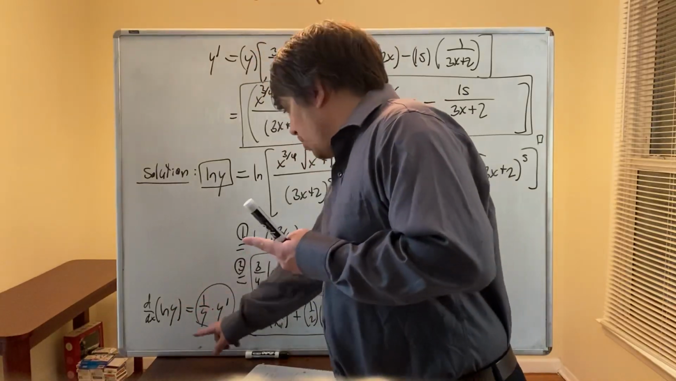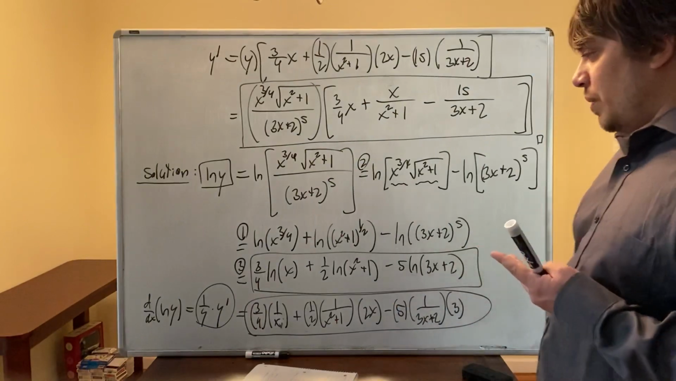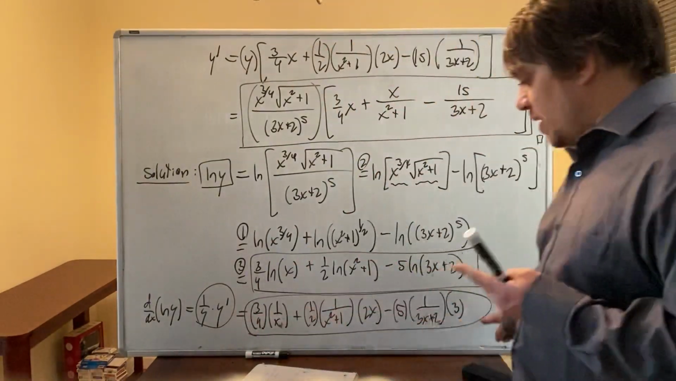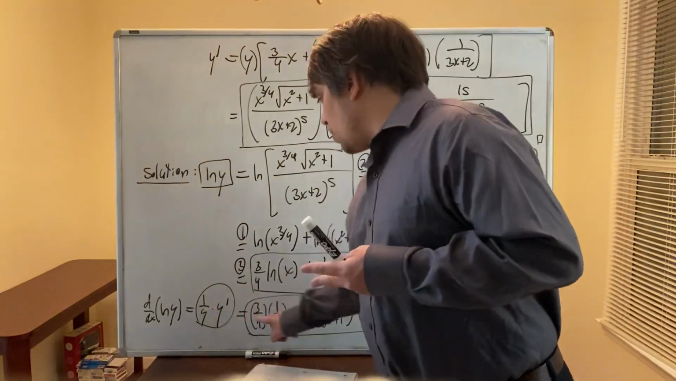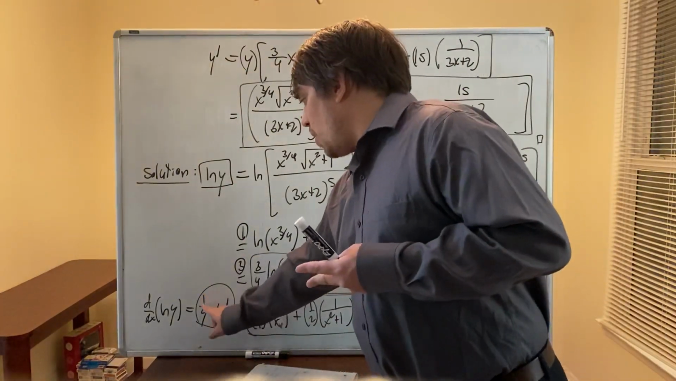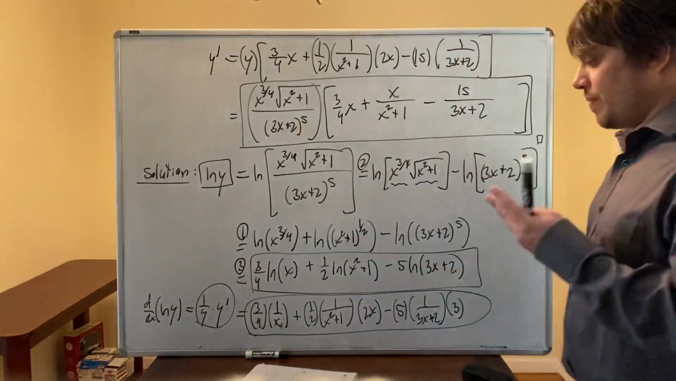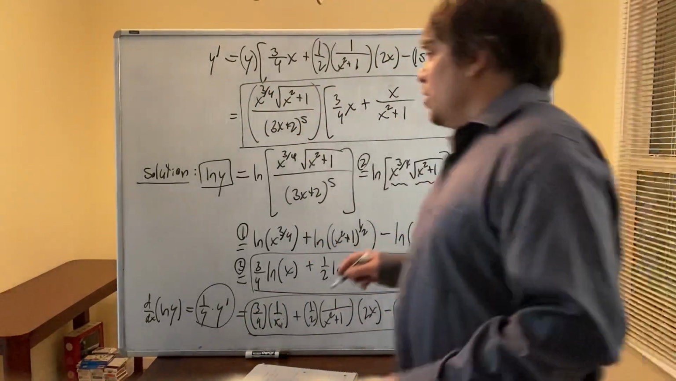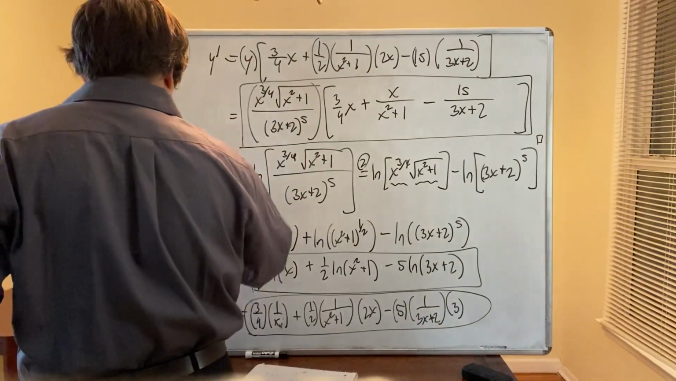implicitly with respect to x. So d/dx of ln of y equals d/dx of that. And we got 1 over y times y prime is this. That's step 2. And step 3 is we solve for y prime by multiplying both sides by y. This y times 1 over y cancels, and y prime is equal to this times y, which is that. That's step 3.